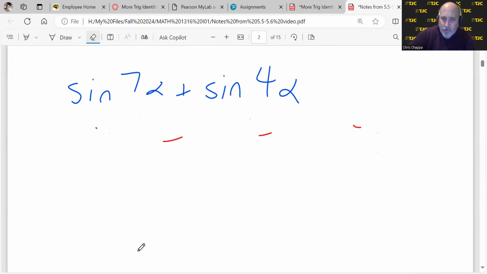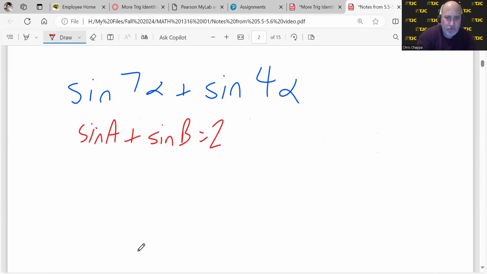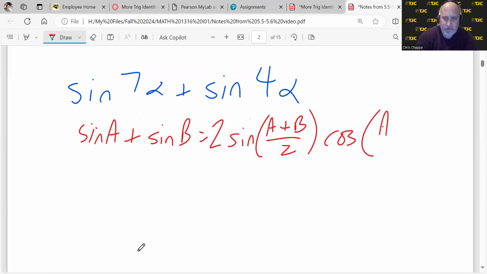Plus, it'll give me a little bit more space. All right, so again, we are applying the formula: sine of A plus sine of B equals 2 times sine of half the sum, times cosine of half the difference, A minus B.